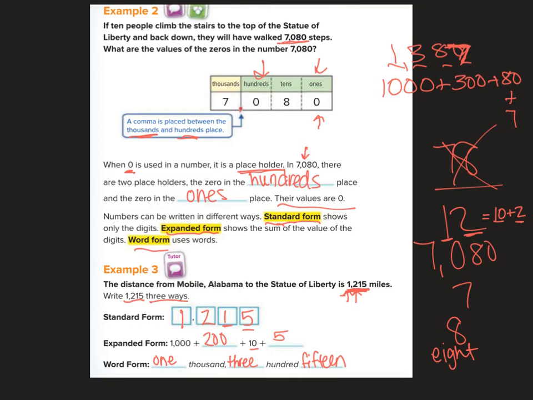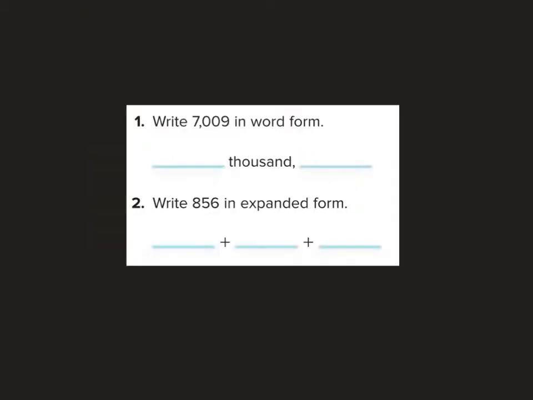Okay, sometimes people think that they can combine standard form and word form, but nope, everything in word form has to be written out in words. So if I wanted to write 7,009 in word form, I would write it out. Notice how we put a comma after each, it's called a period, right? So the thousands, the comma is in the standard form. It's in the same spot in word form.